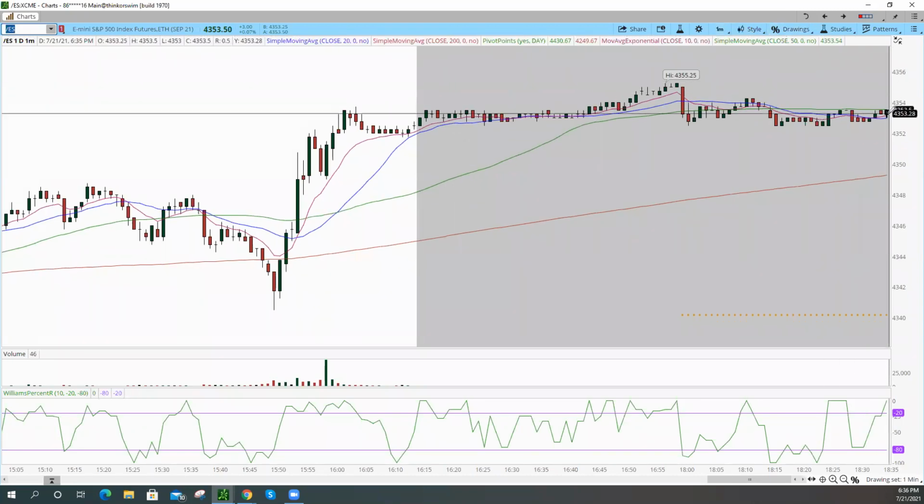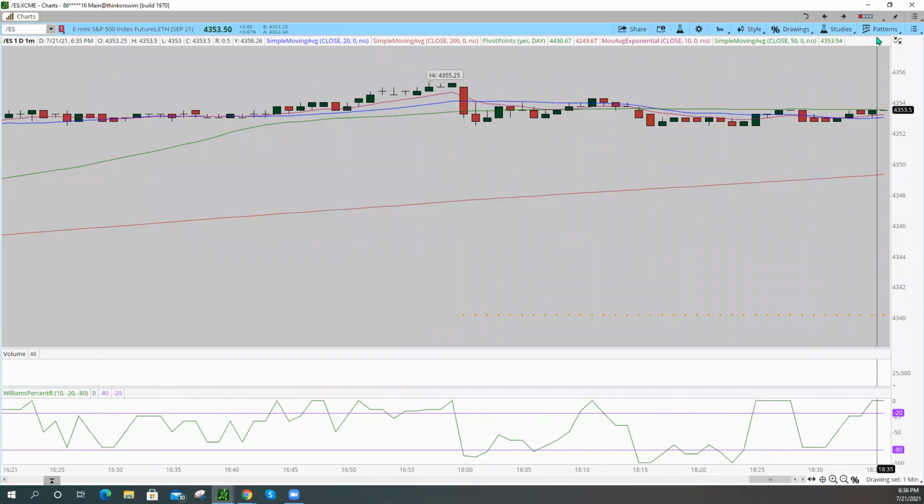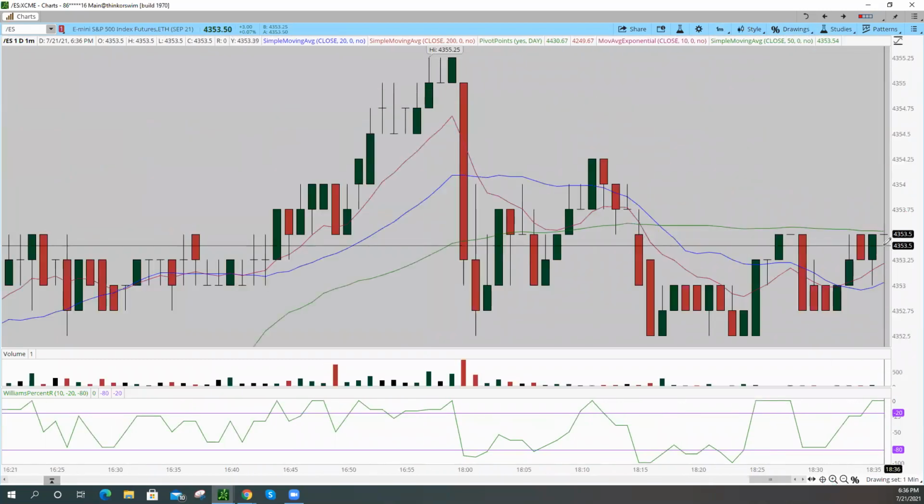All right, so you can see here, I'm going to zoom in because I want to prove my point here with price action. You guys can see this candle, right? It has a high of 43.53.5 and it has a low of 43.53.